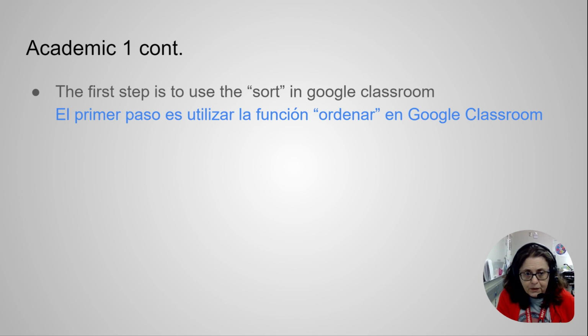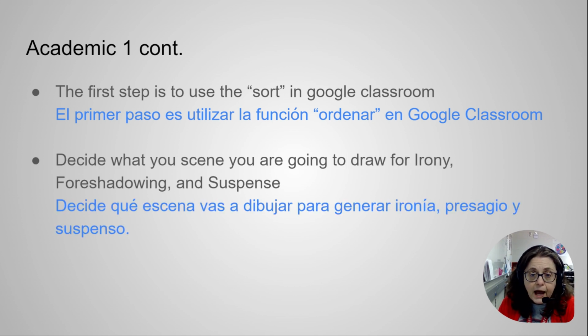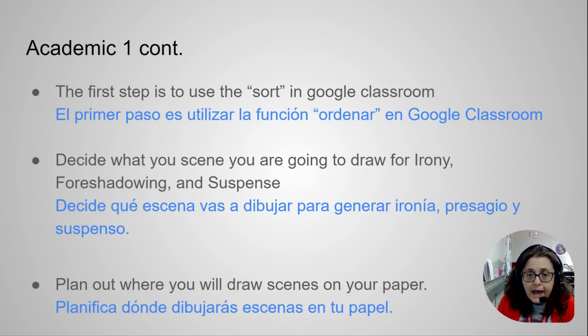So the first step, and we talked about this, is using the sort in Google Classroom. We did this in class. The answers are posted with this video in Google Classroom. Decide what scene you're going to use to draw, like for irony, for foreshadowing, for suspense. Okay. And then plan out where you're going to draw the scenes on the paper.